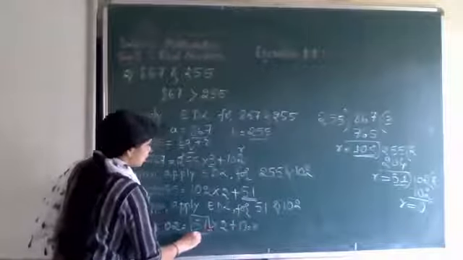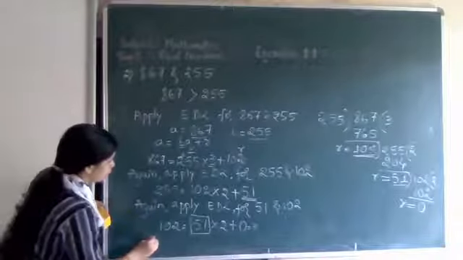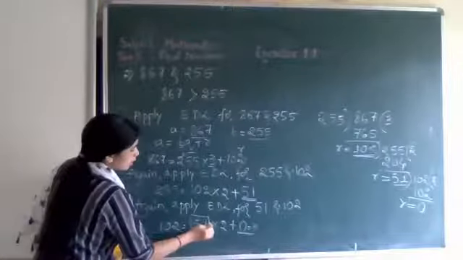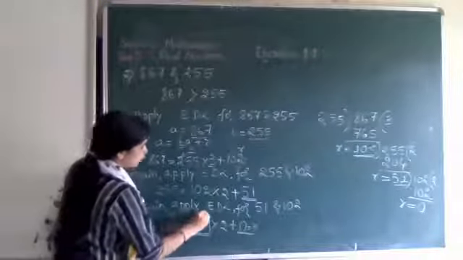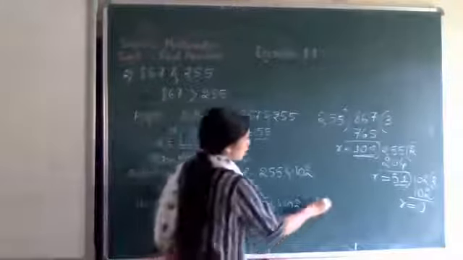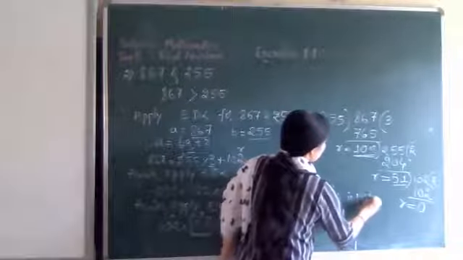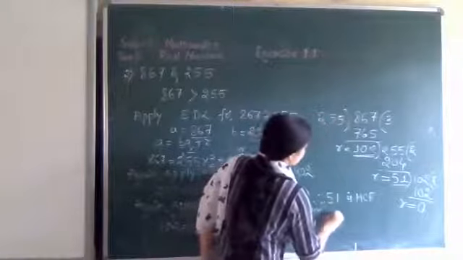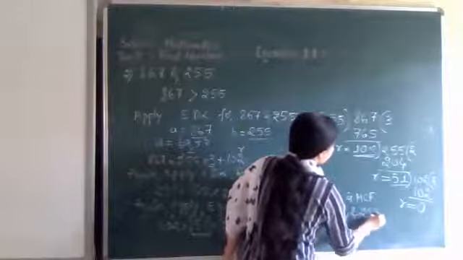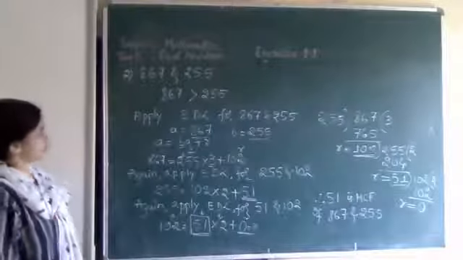What does Euclid's division algorithm say in the last step? If we get R as 0, then B is your HCF. This is A, B, Q, R. Then B is your HCF. So 51 is HCF of 87 and 255.